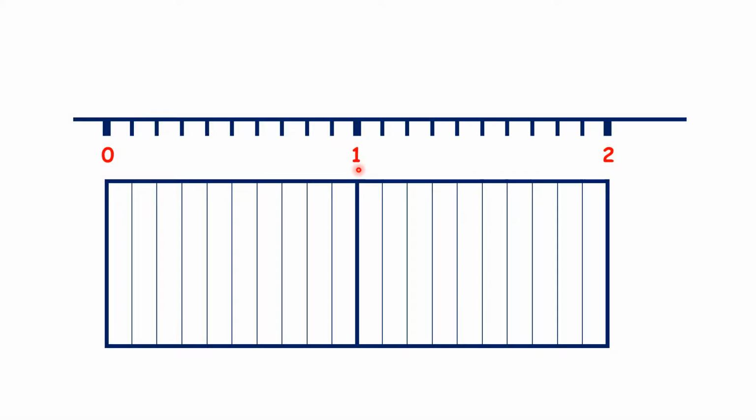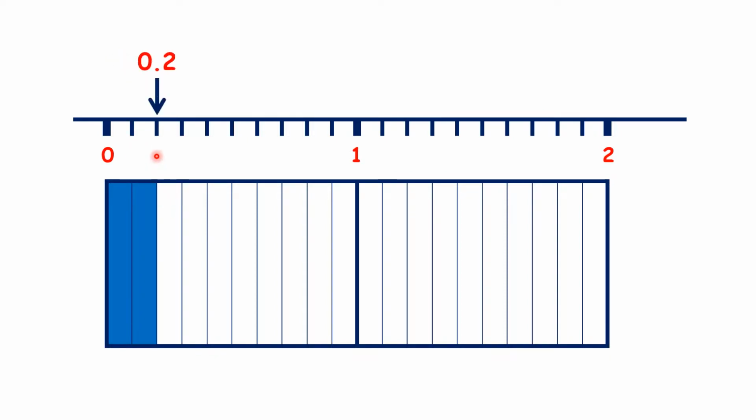So here you can see I've got two big rectangles next to each other, and each of these rectangles has been divided into 10 pieces. I've also got a number line up here because we need to practice counting in tenths beyond one whole. So if I shade in a tenth of the first rectangle, we have 0.1.